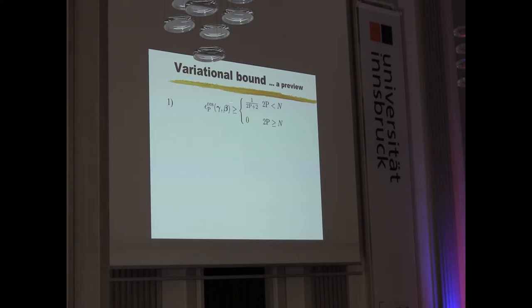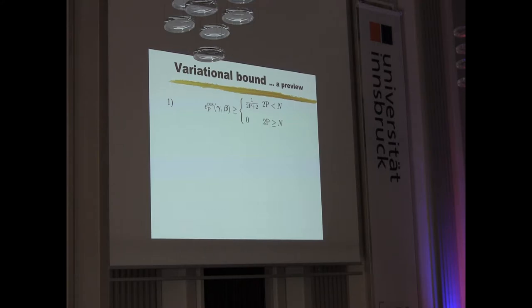This is a bound, okay? So the fact that something is larger than 0 doesn't mean that you get to 0. But certainly the bound is meaningful here, because it tells you that if 2p is less than n, you cannot do better than 1 over 2p plus 2.